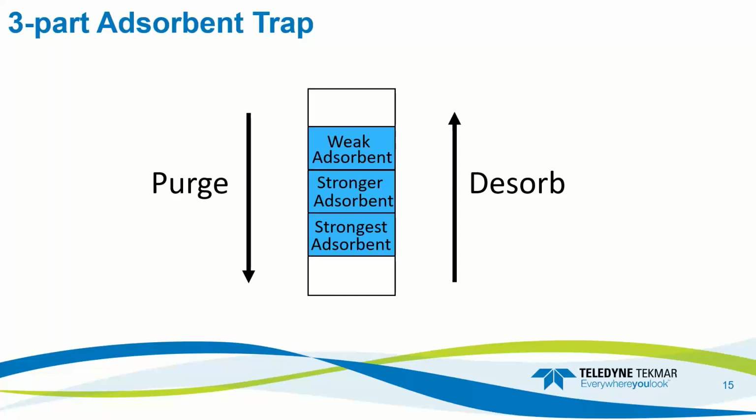And then when we go to desorb, we'll reverse that flow through the trap so that we never push those easily retained compounds into the really strong adsorbent. And we want to make sure that everything is released completely so that we get good recoveries and good sensitivity for our analysis, with minimal or reduced carryover.